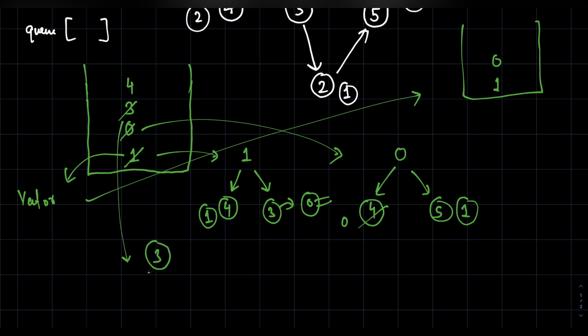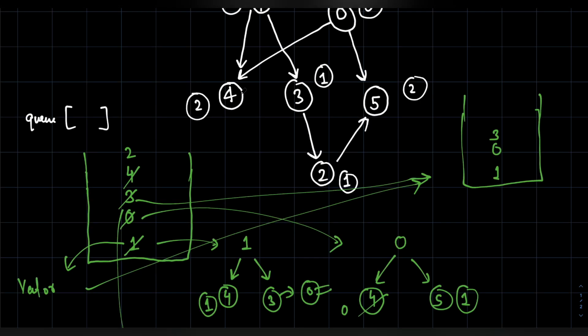For 3, the only child is 2. So what will it do? The incoming nodes at 2 is 1, so it becomes 0. I'll push 2 inside the queue and 3 here in this one. Now for 4, are there any outgoing nodes? Is there any child for 4? No, I simply put 4 here. Similarly for 2, is there any outgoing node? Yes, there is 5.